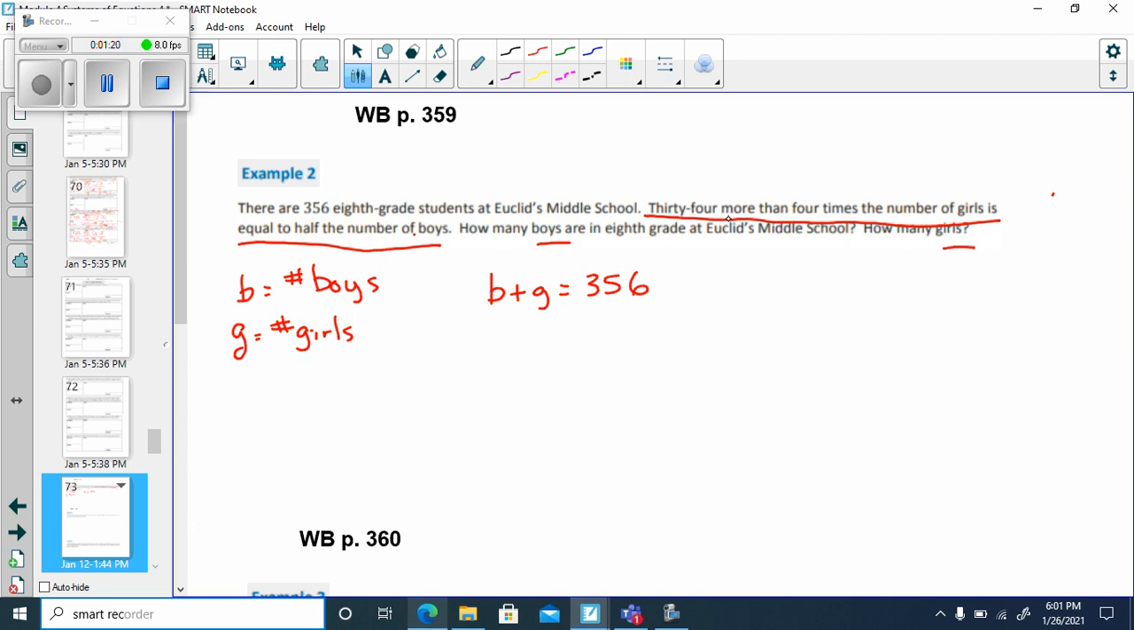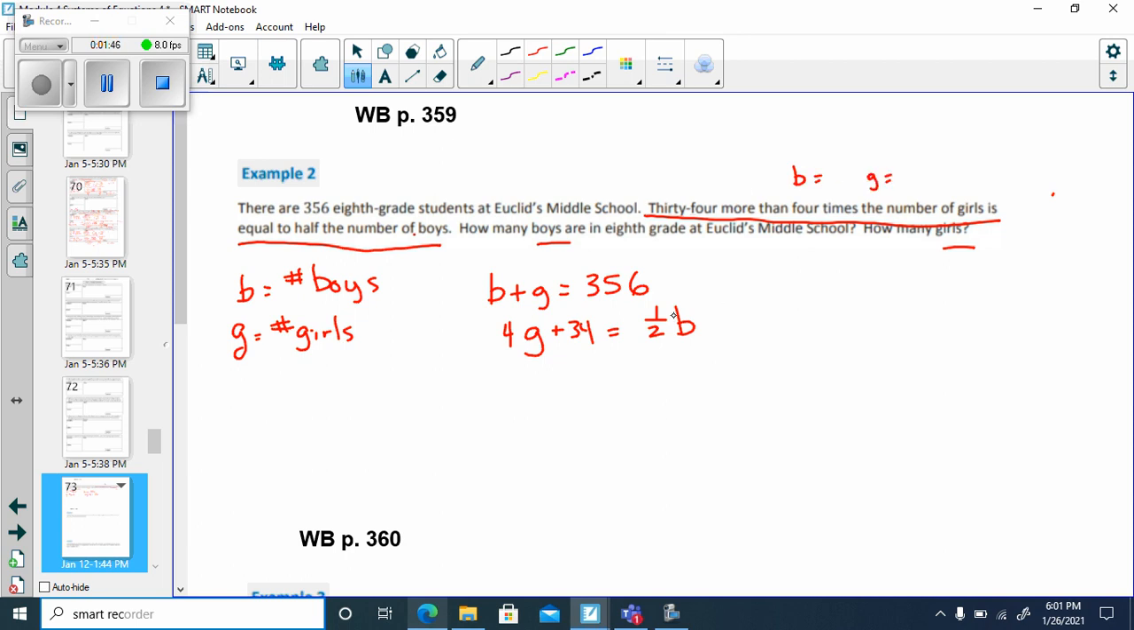How about this equation? 34 more than 4 times the number of girls. So let's take girls and multiply it by 4. Add 34 to it, because it's 34 more than that. It's going to be equal to half the number of boys. 1/2 the number of boys.